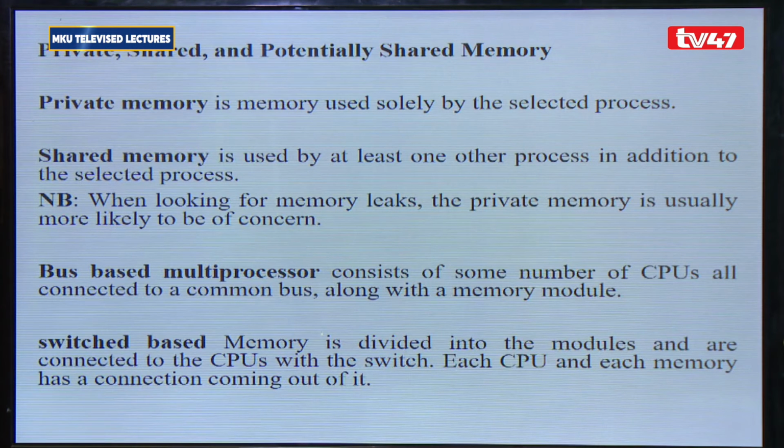So for private, shared and potentially shared memory, what are some of the differences? A private memory is a memory used solely by selected processes. When you talk about processes, I think you understand it's an instruction. So it is memory used solely by a specific process. Shared memory is used by at least other processes in addition to the selected processes.